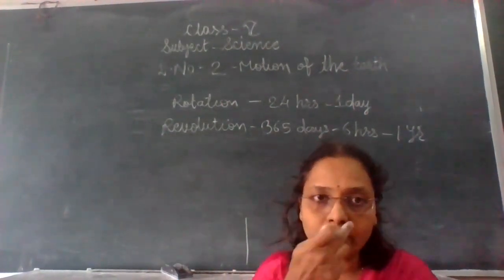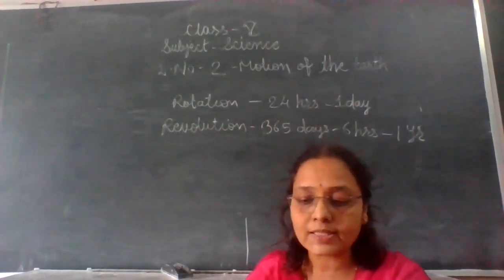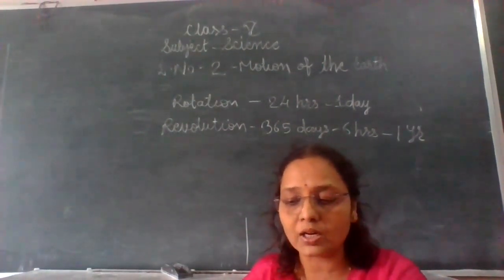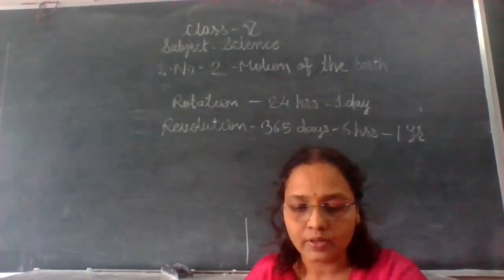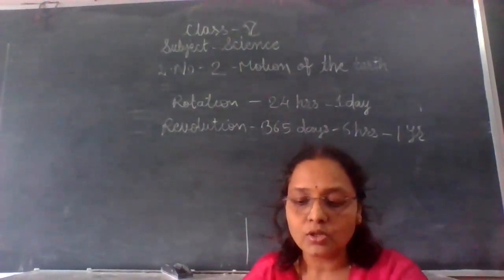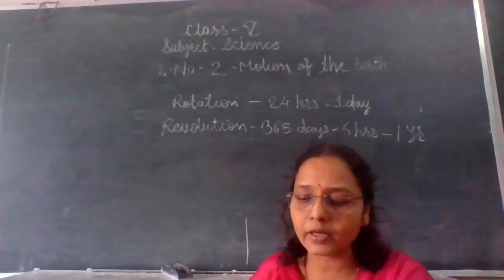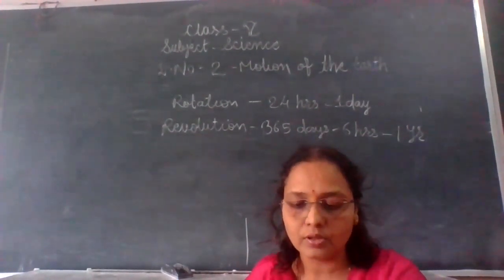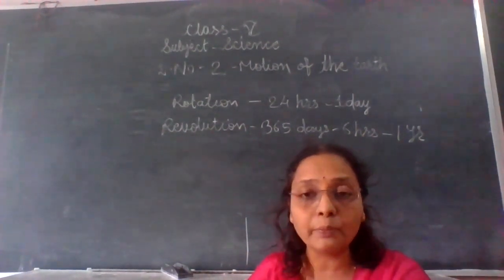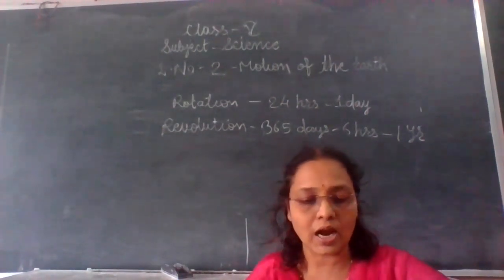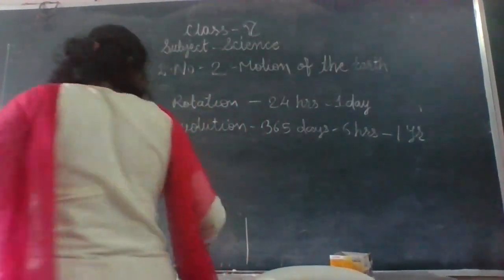Okay, I will draw the moon phases on the board. Then half moon: when the sunlit portion becomes bigger, you can see half of the moon. Then gibbous moon: when you see more than half of the moon, it is called a gibbous moon. And full moon means we see a complete moon in the sky. So these are the various phases of the moon. So see here.